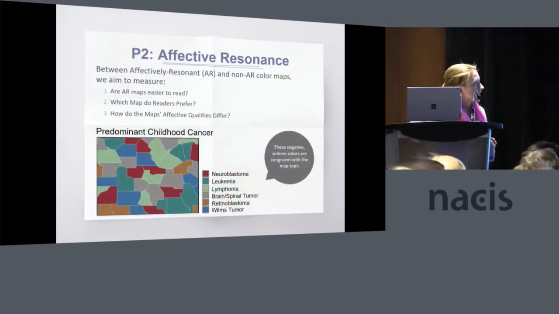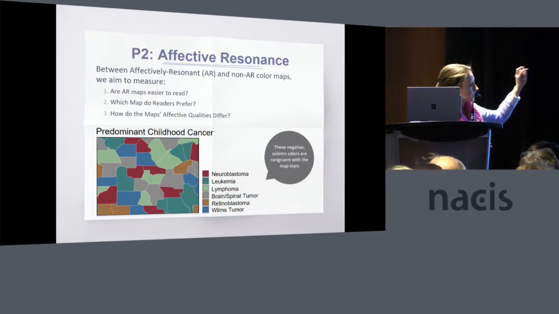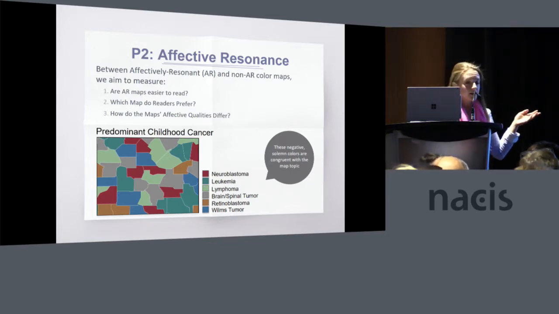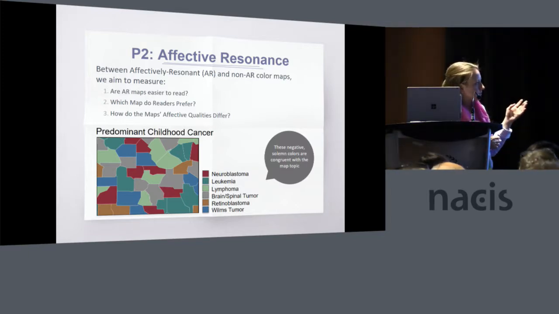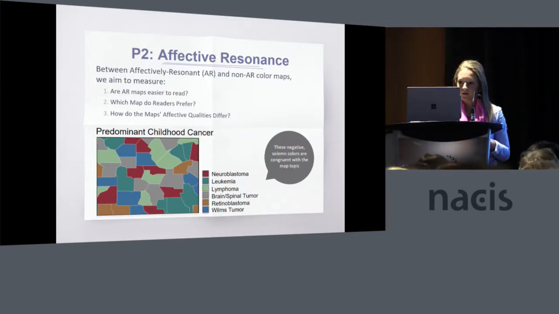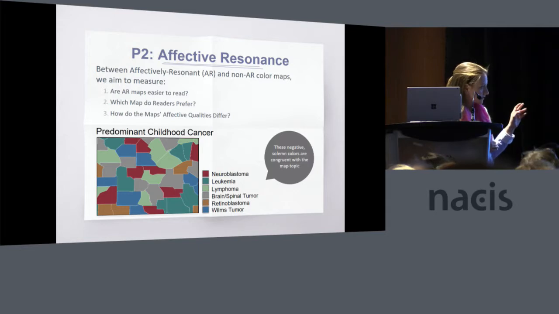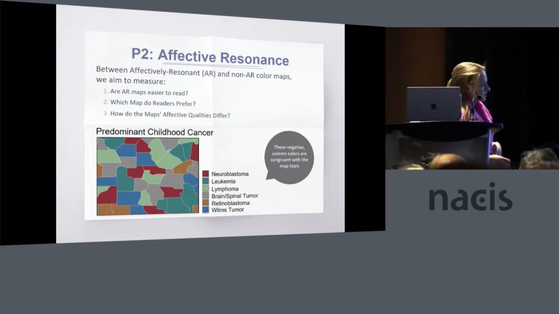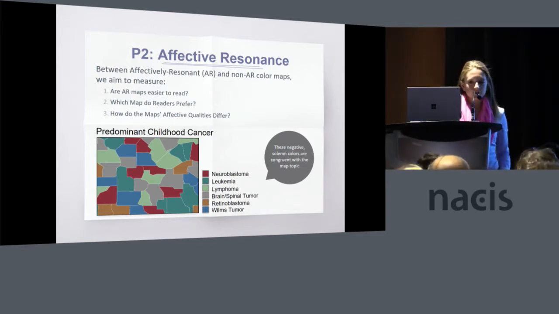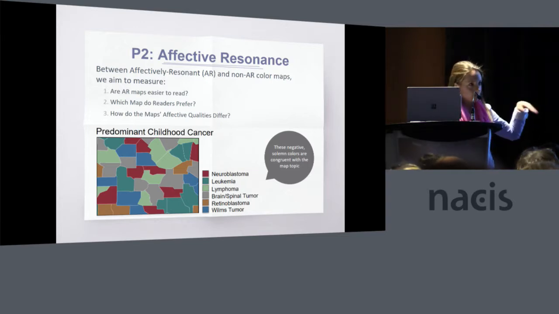So the second part will focus on affective resonance. So still measuring these two first things, are AR maps easier to read and are they preferred? But also measuring what participants perceive to be the emotional parts of these maps. So, for example, here is a map of childhood cancer, and I've used one of the really dark, negative, solemn color schemes identified in the literature to map this. So this is a really sad-looking map. It's obviously very sad data. I don't think anyone would argue with that. It's not political, it's just sad.